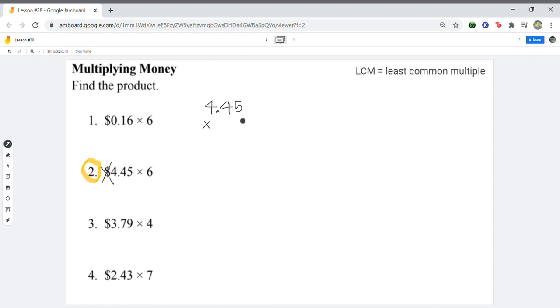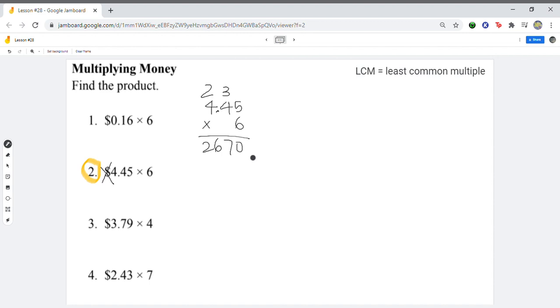4.45 times 6. Now I'm just going to multiply it like this, 6 times 5, 6 times 4, and then 6 times 4 to end it off. So 6 times 5 is 30, so I'm going to put the 3 over here and 0 down here. 6 times 4 is 24, plus 3, which is 27. Bring the 7 down here, 2 up there. 6 times 4 is 24, plus 2, which is 26.